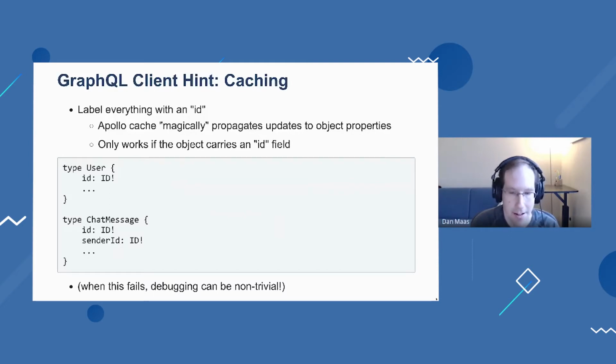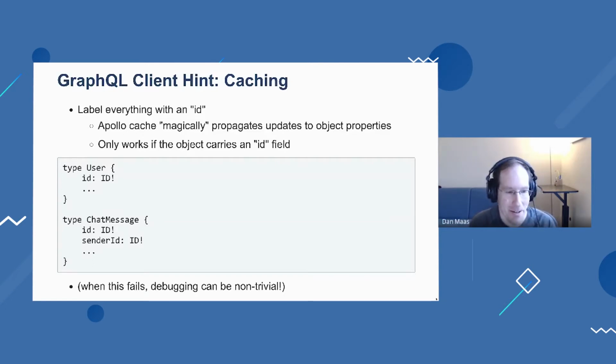Apollo cache can do its magic in terms of snooping for any updates it sees, like whether it's an operation that you're performing or a subscription update that's coming in. If Apollo sees a new version of an object or a new version of some property, it will automatically apply that throughout your whole app based on that ID tag.